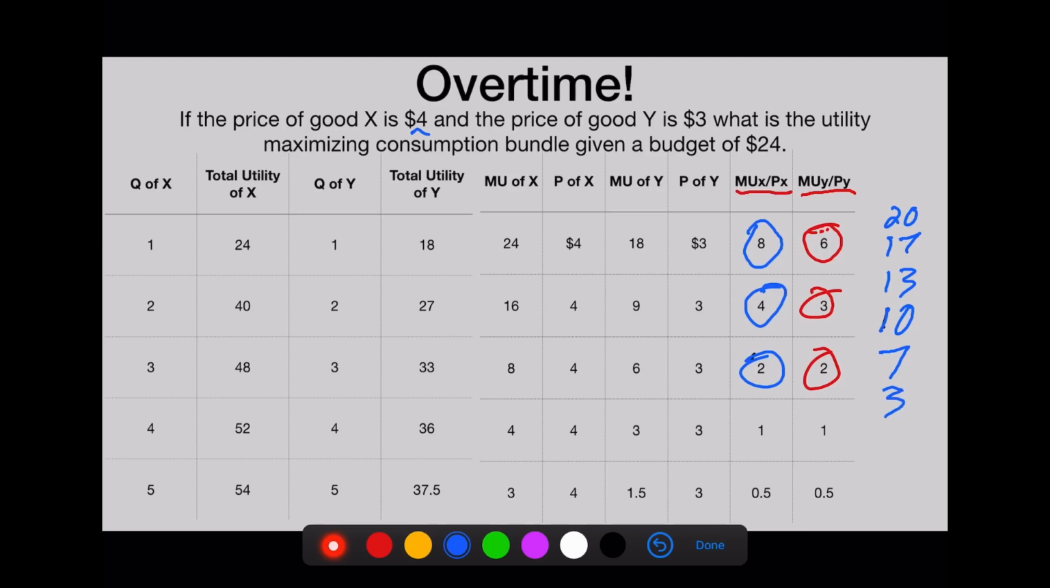So how do we spend our last dollars? Well, we can either choose between 1 or 1. Well, doesn't really matter, except it does. We only have $3 left. So what do we want to buy? We can't afford X, so we have to get a Y. So let's buy that final Y. That'll extinguish our budget. We're now down to $0. So how much of each should we buy? We're going to be buying 4 of good Y and 3 of good X. That's how we maximize our consumption bundle given a budget of $24.